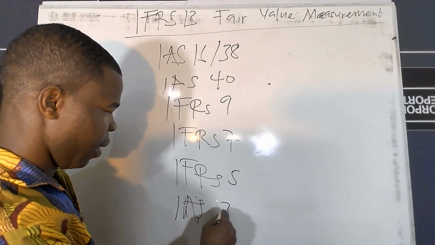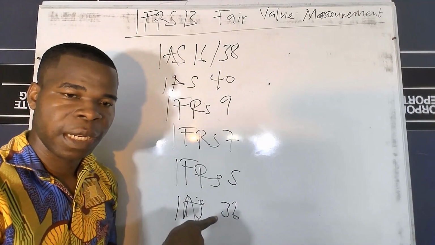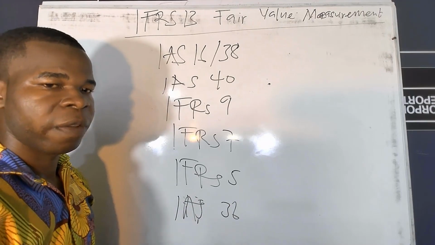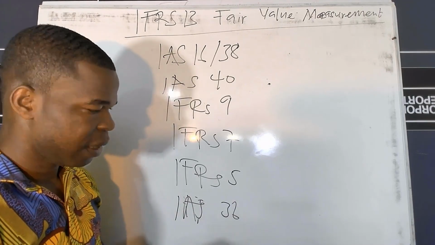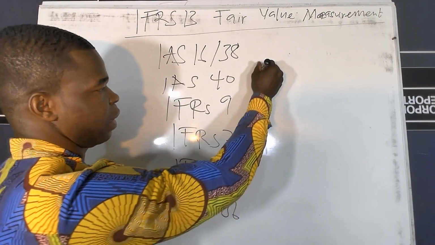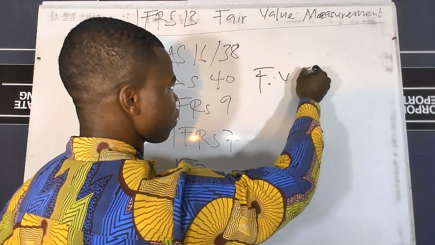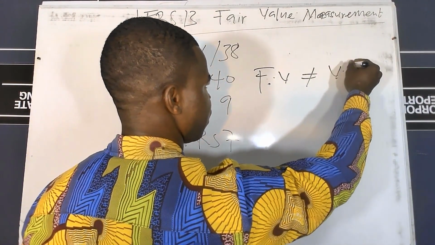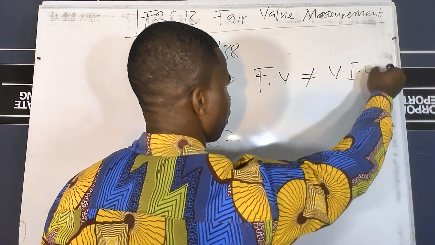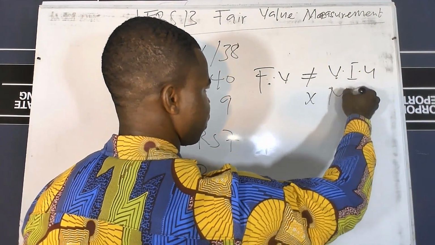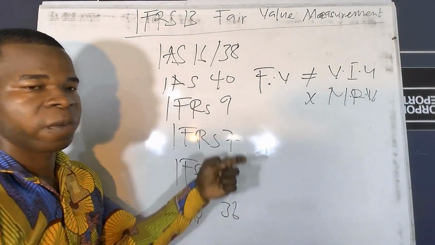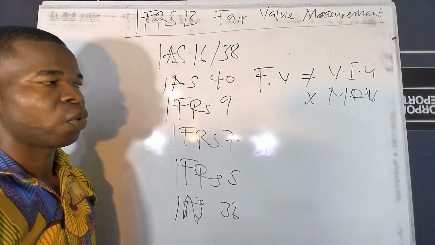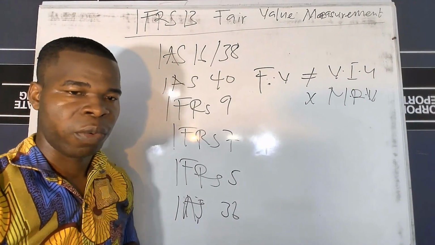And then if you take IAS 36, that is impairment, you again have to use your fair value, comparing it with your value in use. Remember that fair value measurement is not value in use, neither is it net realizable value. So fair value measurement is not value in use and is also not net realizable value.